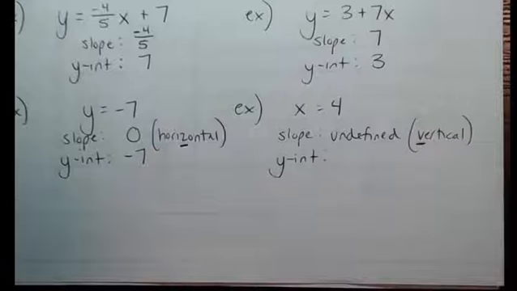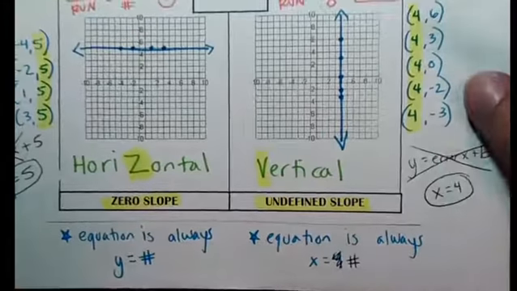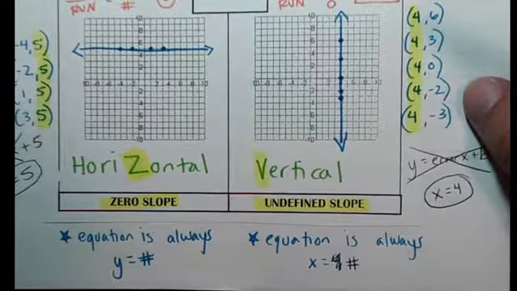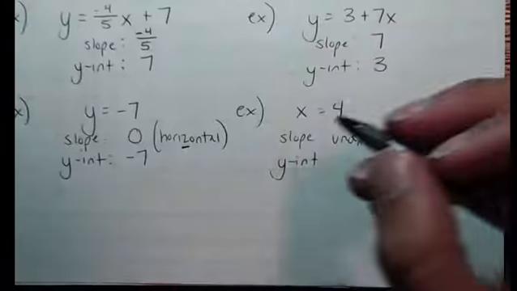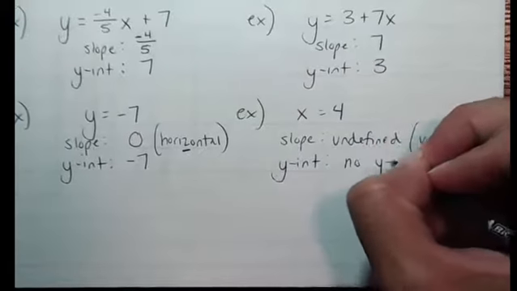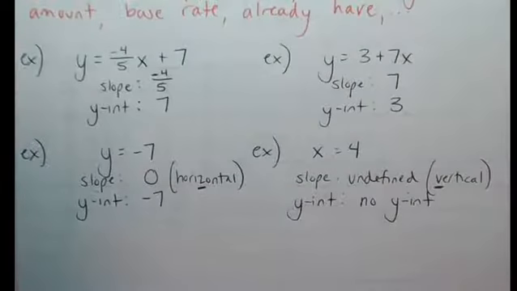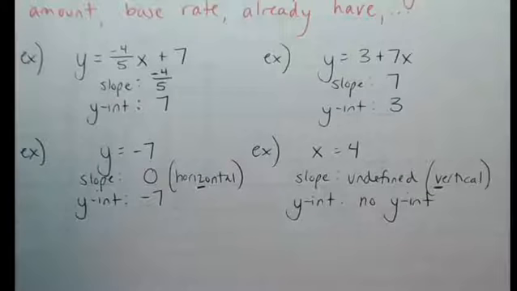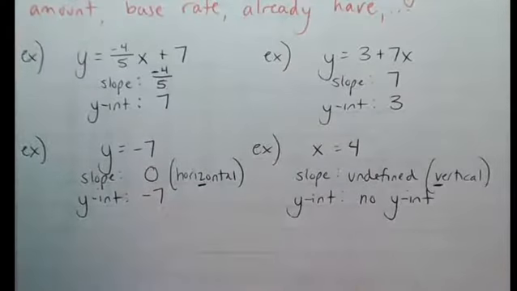And what would the y-intercept be? If all the x values are 4, just like the picture that I showed you, let me show you again, where does it cross over the y-axis? It doesn't cross over the y-axis. So therefore, our equation doesn't have a y-intercept. So this would be no y-intercept. Okay? So again, you get those tricky ones, but you have to be smart about what the slope is. Is it a horizontal or vertical line? That tells us if it's a zero or undefined slope, and where it crosses over the y-axis.